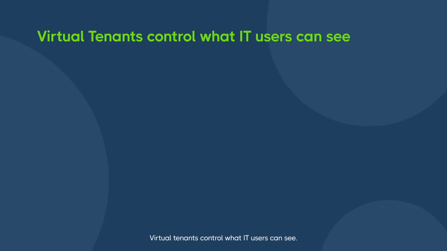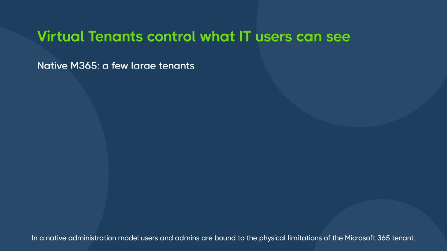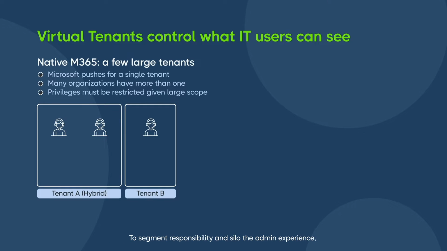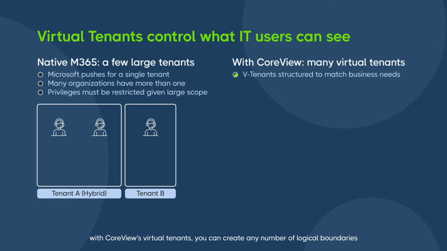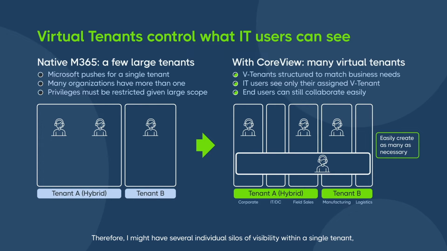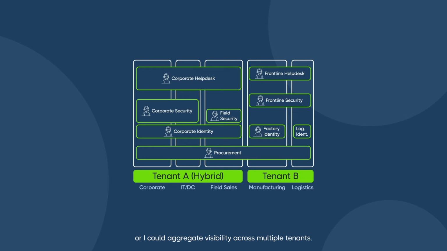Virtual tenants control what IT users can see. In a native administration model, users and admins are bound to the physical limitations of the Microsoft 365 tenant. In order to segment responsibility and silo the admin experience, you must create additional tenant spaces to work in. With CoreView's virtual tenants, you can create any number of logical boundaries that are not limited by notions of physical tenants. Therefore, I might have several individual silos of visibility within a single tenant, or I can aggregate visibility across multiple tenants. The choice is driven by business need as opposed to physical or logical boundaries.